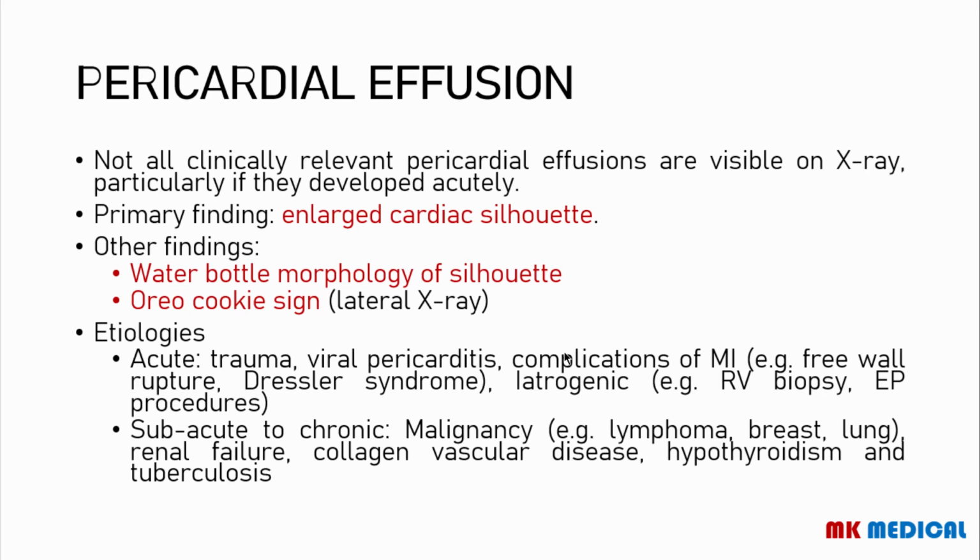Some causes of pericardial effusion include acute causes such as trauma, viral pericarditis, complications of myocardial infarctions, especially with free wall ruptures, even Dressler's syndrome. You may have some iatrogenic causes such as right ventricular biopsy, even some other procedures that can be done. You may also have subacute to chronic causes such as malignancies, for example, lymphomas, breast malignancies as well as lung malignancies, renal failure, collagen vascular diseases, even hypothyroidism and tuberculosis.